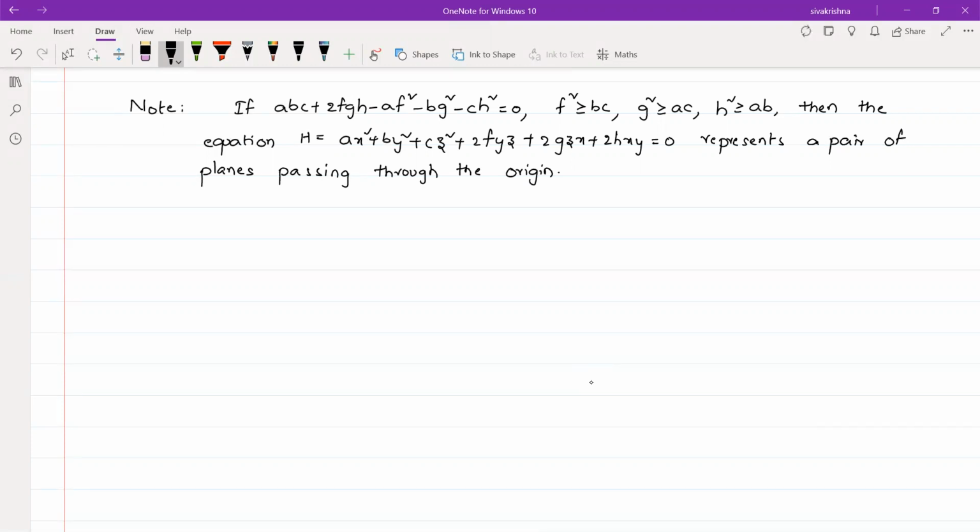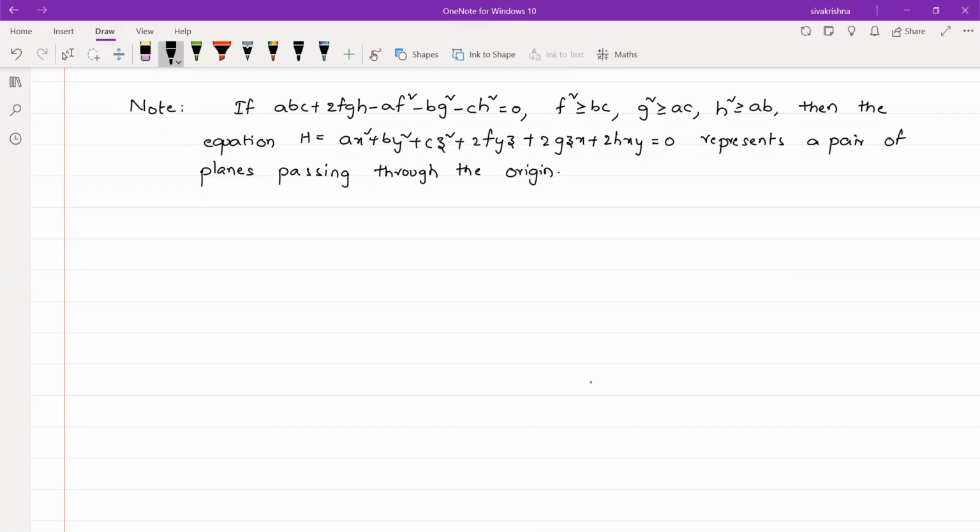So the given equation ax square plus by square plus cz square plus 2fyz plus 2gzx plus 2hxy, if you want to say this equation represents a pair of planes, it means this is an equation that is a combination of two planes. We can split this equation into a combination of two planes. So we have to verify the conditions. The first condition is abc plus 2fgh minus af square minus bg square minus ch square is equal to 0. That is what we have to verify first.